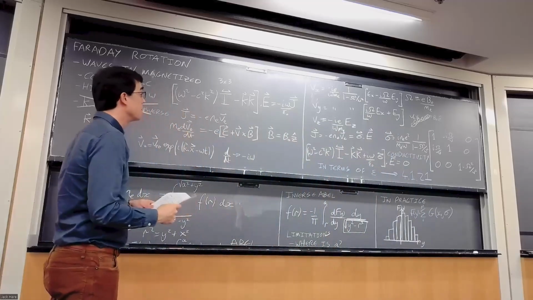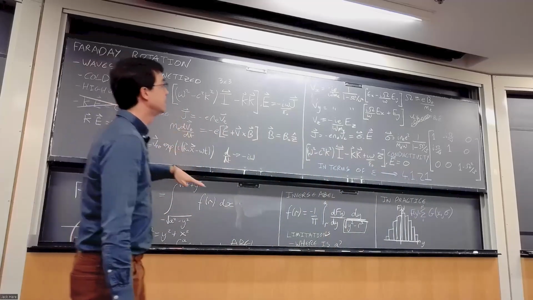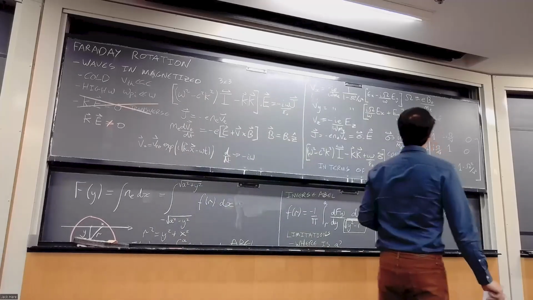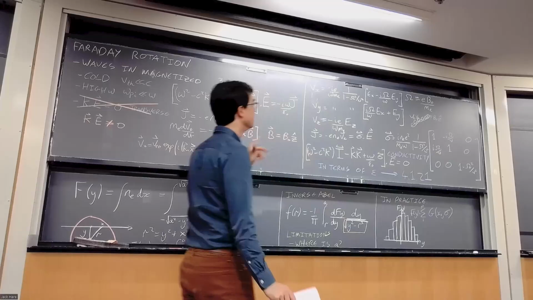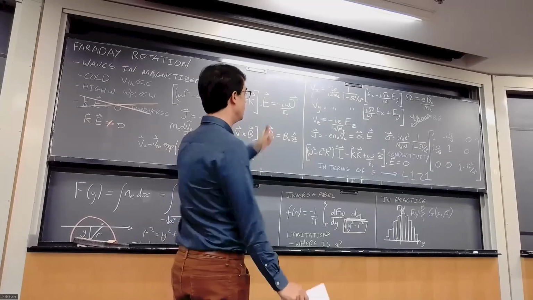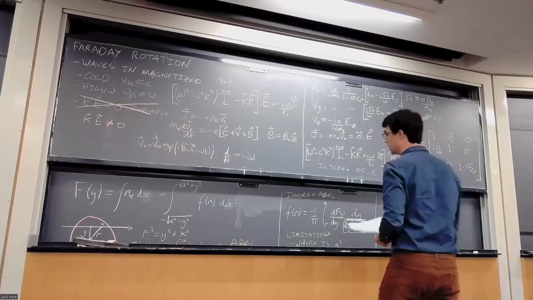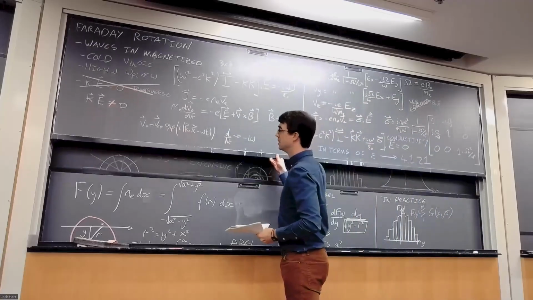So the magnetic field in this system breaks the symmetry, right? So we have to treat z differently from x and y. But we don't have to treat x and y the same. We can pick our orientation of our x and y axes to make our life simple in what's going to follow. And we're going to do that now.